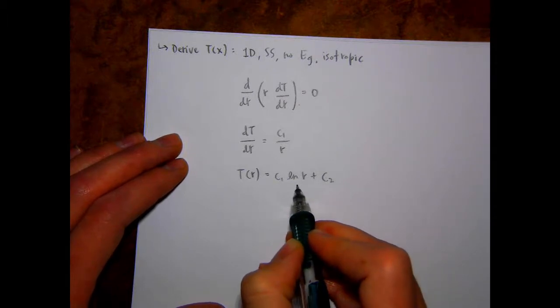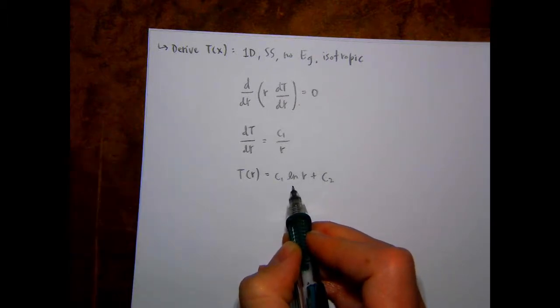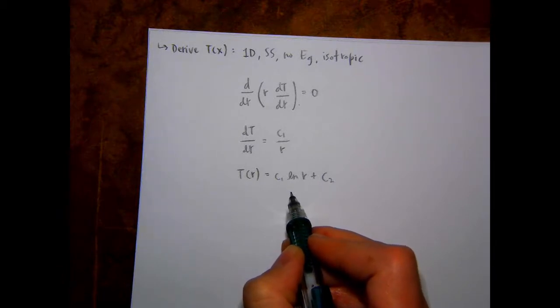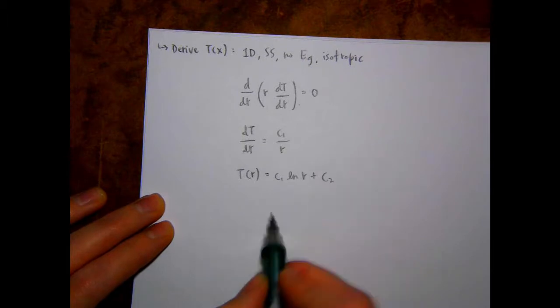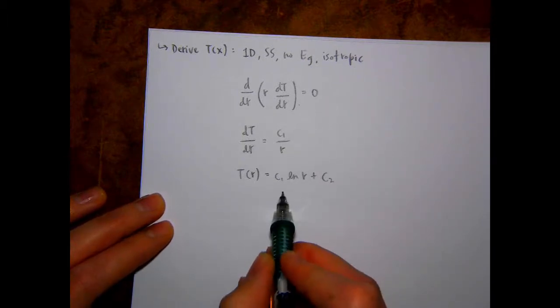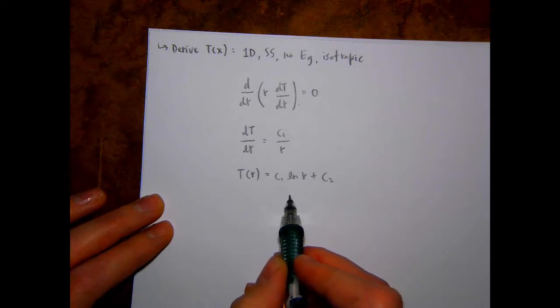And it's interesting to note that if you remember, for a plane wall, this was always linear. So the temperature distribution through a wall just looked like a straight line with a positive or negative slope. But through a radial system, it's logarithmic. The temperature distribution is logarithmic.